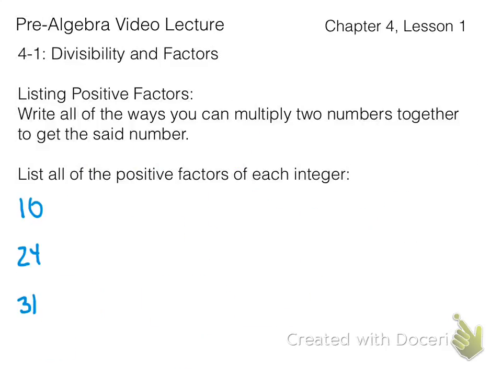All right, last slide. Listing positive factors. We got to write all of the ways you can multiply 2 numbers together to get the said number. So let's go ahead and talk about all the different ways that I can get 10. Well, I can do 1 times 10. I can do 2 times 5. And that's it. So the positive factors for 10 are 1, 2, 5, and 10.